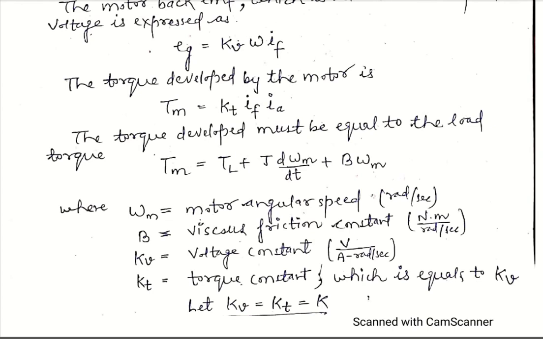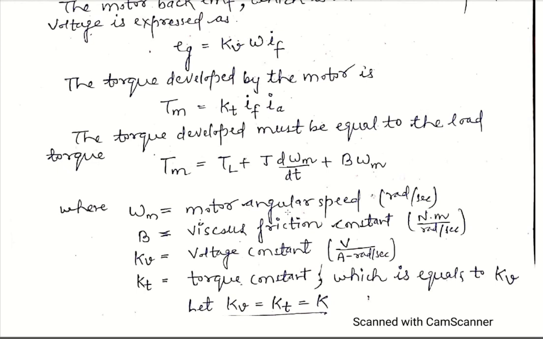And now this is the fundamental torque equation of the DC motor describing the load. So Tm is equal to TL plus J dωm/dt plus B ωm. This is the fundamental equation by which we can easily see the behavior of the motor-load system.